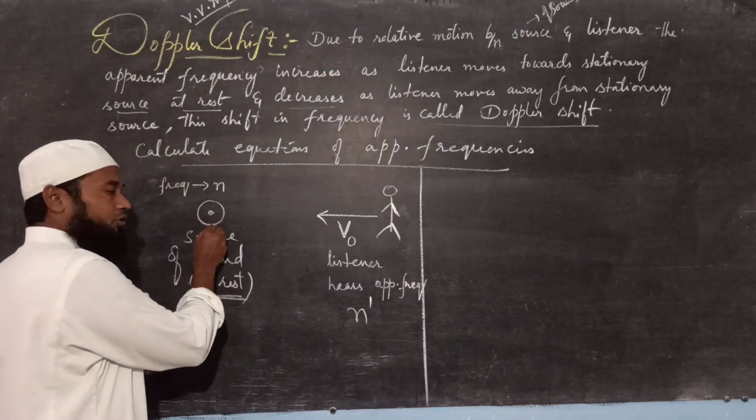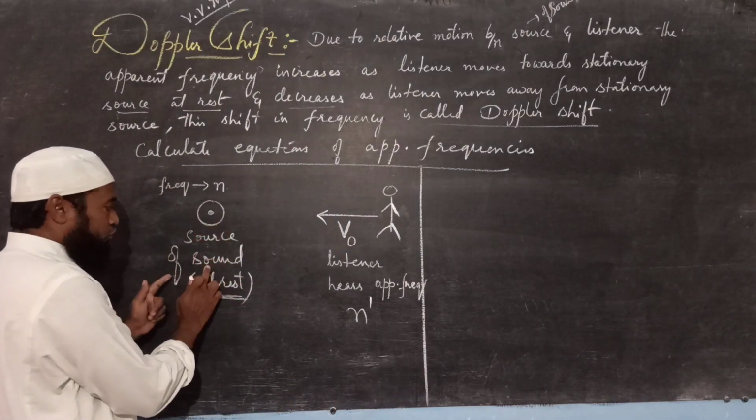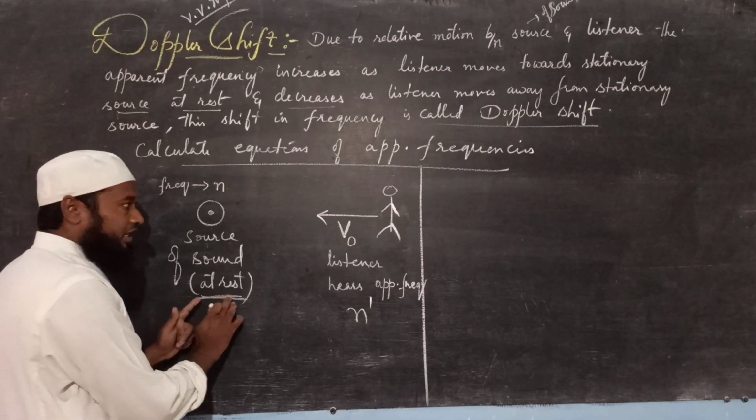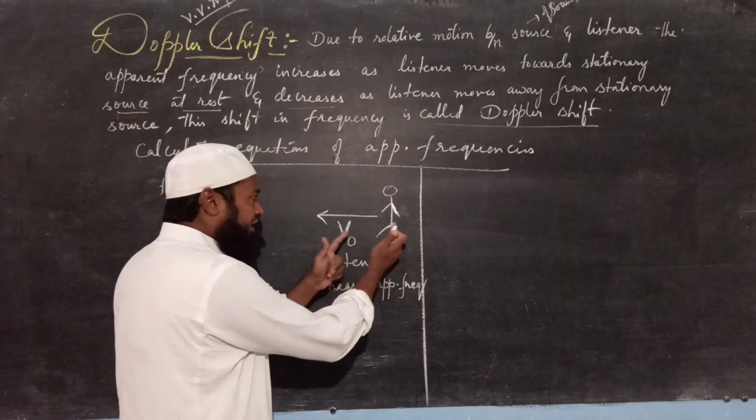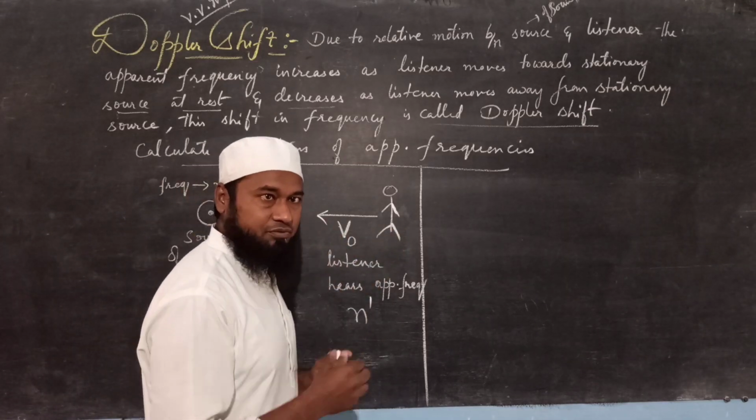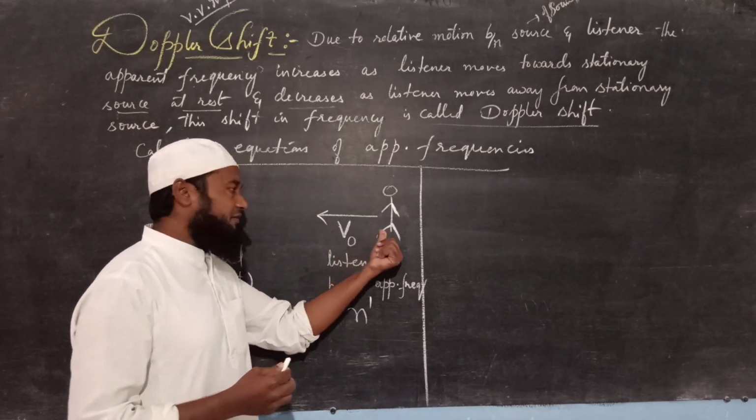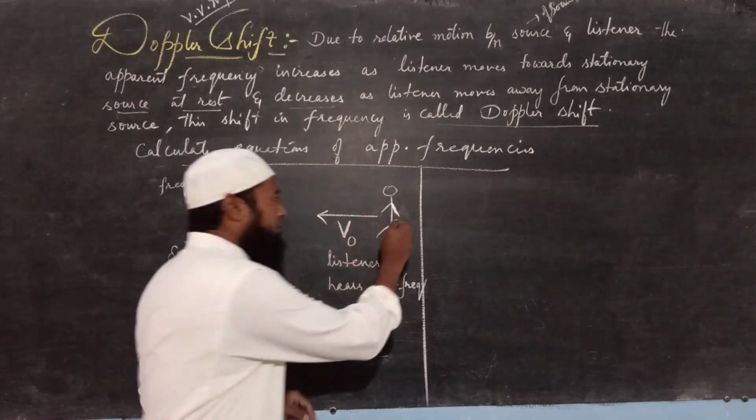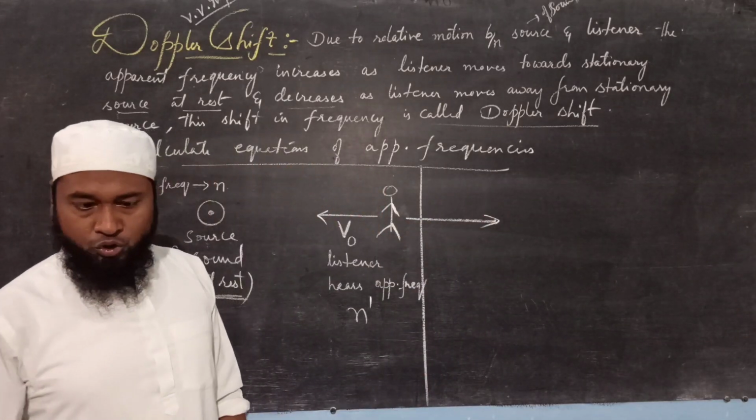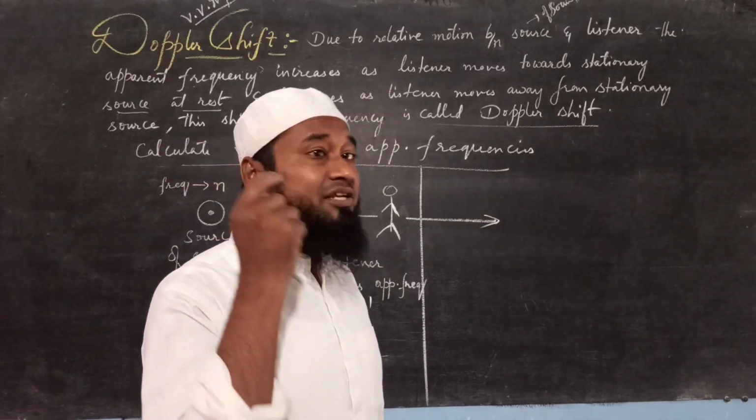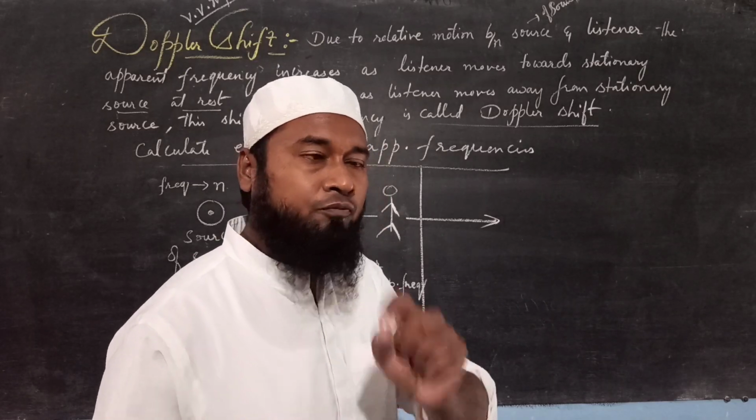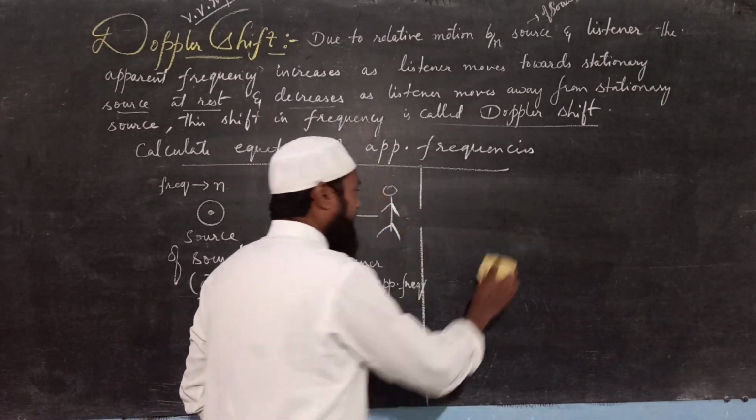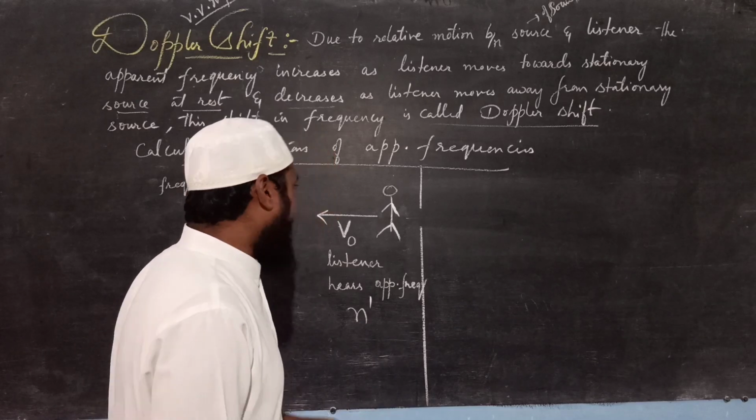I have written on the board that the source of sound is at rest, and the listener is moving. Two cases will come. In the first case, the listener will move towards the source of sound, and in the second case, the listener will move away from the source of sound. So what is the major change in frequency due to the movement of the listener? I am taking the first case.